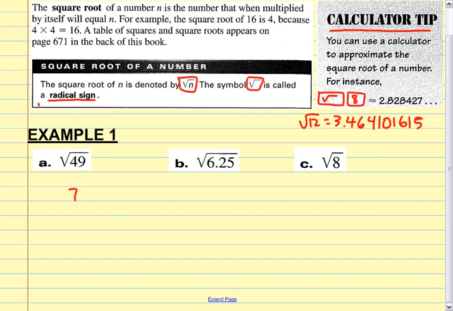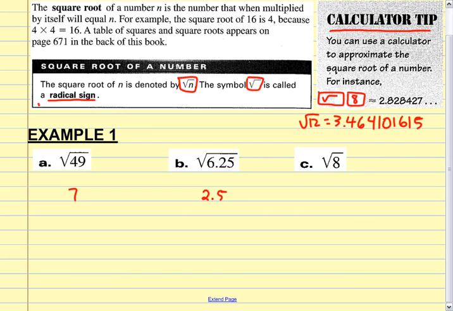Okay? Who's going to do B for me? Raise your hand. This one says the square root of 6.25. What did you get for that, Rowan? 2.5. Perfect. That's nice. No, it wouldn't. But this isn't the square root of a whole number, is it? Right? It's a decimal. So it's not a whole number.